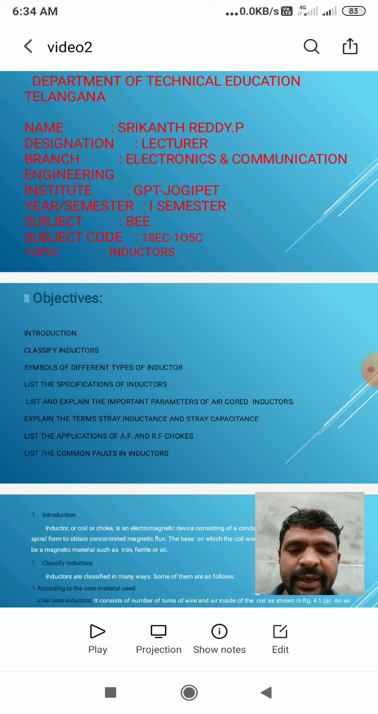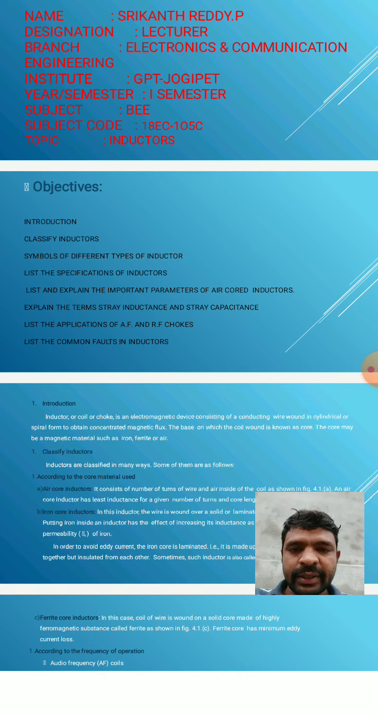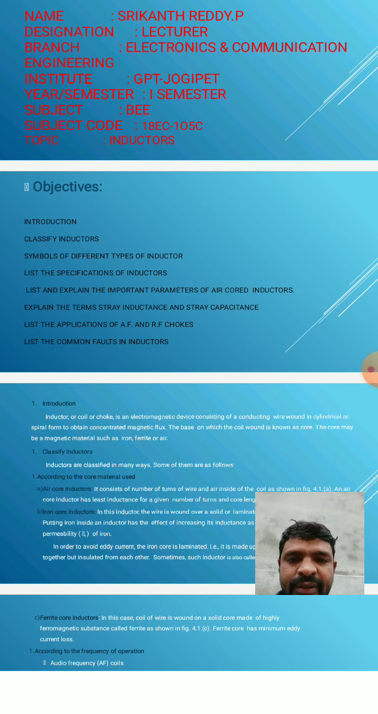Today's topic is inductors. The main objectives are: introduction about inductors, classify inductors, symbols of different types of inductors, list the specifications of inductors, list and explain the important parameters of air-cooled inductors, explain the term stray inductance, list the applications of AF and RF chokes, list the common faults in inductors. These are the objectives.